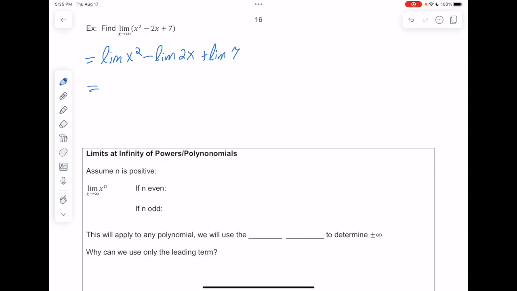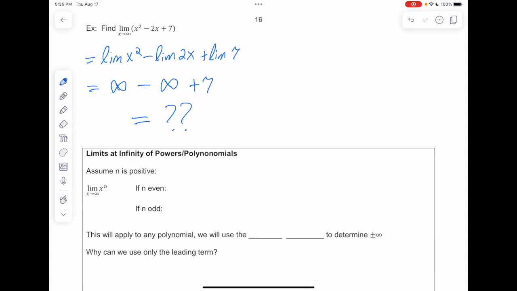The limit as x goes to infinity of x squared, according to the previous page, with an even power, you're going to get an infinity there. And then the limit of 2x is also going to go to infinity. And then you would have the plus 7. So what's infinity minus infinity plus 7? And the answer is, not sure.